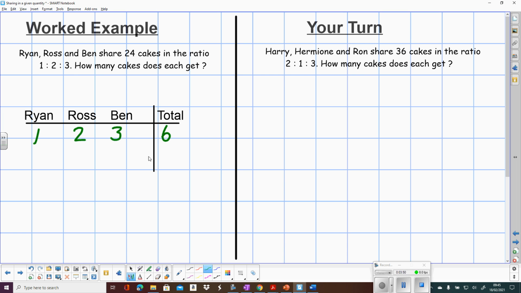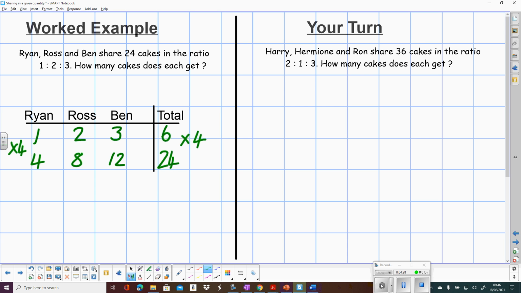We know that the total number of cakes is 24, so put this over here. Each part is 24 divided by 6, so that's 4, multiplying by 4 each time. So we multiply by 4 on the other side of the table. We have Ryan, 1 times 4, 4 cakes. Ross, 2 times 4, 8 cakes. And Ben, 3 times 4, 12 cakes. If we were to add those up, we would get a total number of cakes equals 24.